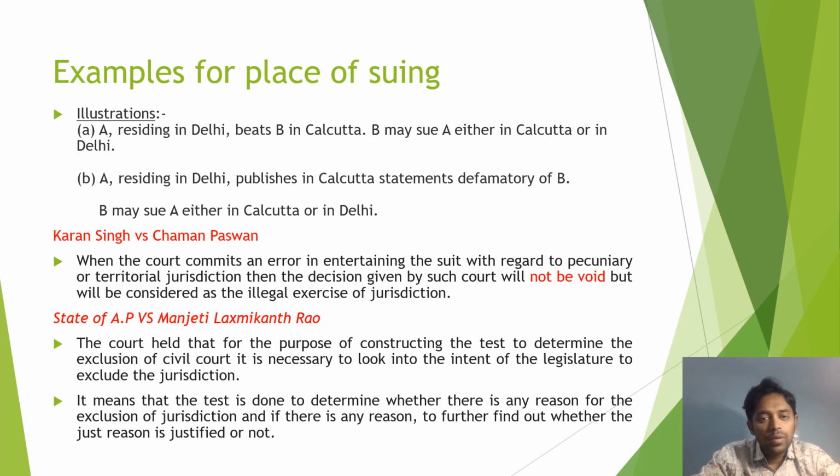Examples for place of suing: A residing in Delhi beats B in Calcutta. B may sue A either in Calcutta or in Delhi. A residing in Delhi publishes in Calcutta statements defamatory of B. B may sue A either in Calcutta or in Delhi.